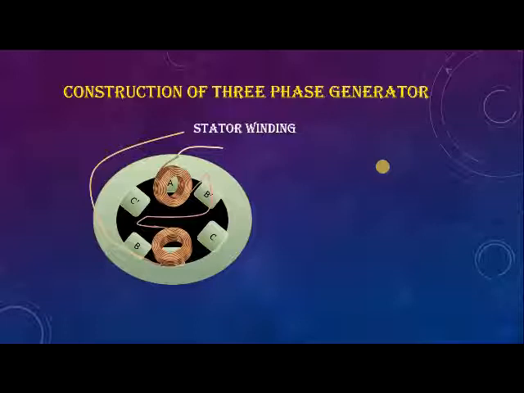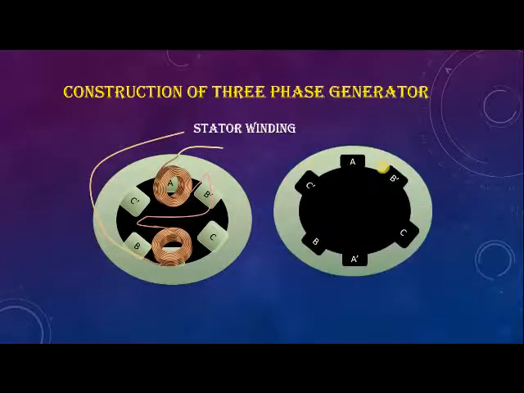Similarly, we have to place another pair of coils along B and B dash. B and B dash coils are connected together to form the B phase winding. And C and C dash coils are connected in series to form the C phase winding. So we have to repeat this for the B phase as well as the C phase.